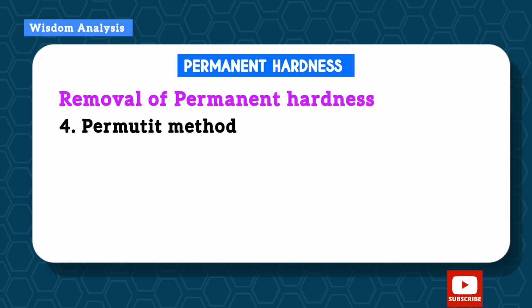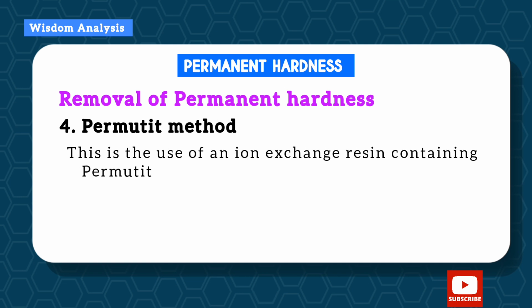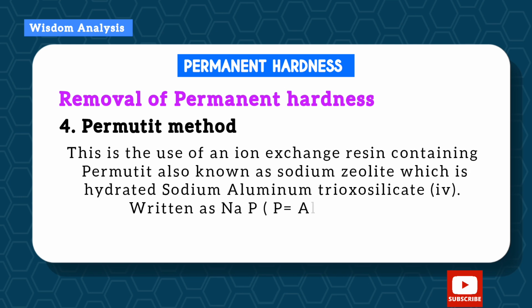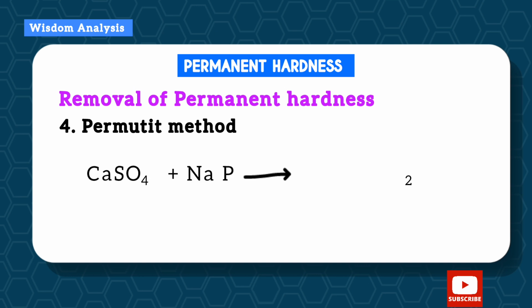Let's talk about permutit method. This is the use of an ion exchange resin containing permutit, also known as sodium zeolite, which is hydrated sodium aluminium trioxosilicate 4 and is written as Na2P. So the reaction that occurs here is that the calcium tetraoxosulfate 6 reacts with the sodium zeolite to produce calcium zeolite and sodium tetraoxosulfate 6.